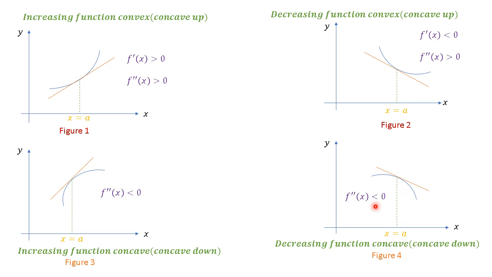Finally, we can say that a curve is said to be concave upwards if all points on the curve lie above any tangent line to it on the interval. A curve is said to be concave downwards if all the points on the curve lie below any tangent to it on that interval.